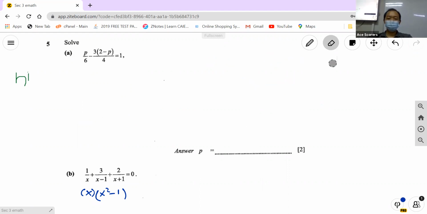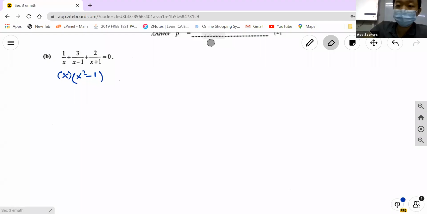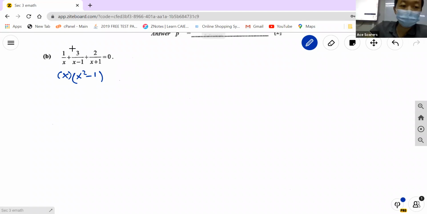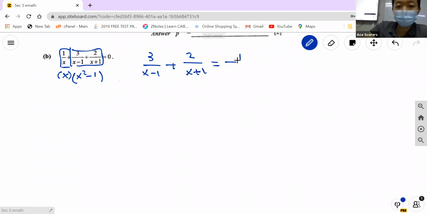Alright, so please do this now while we're waiting for them to give me the answer. Then you can manipulate and move things around. So this, we split like that. This is one group, this is another group. So I do 1 over x, I bring it to the other side. So I get 3 over x minus 1 plus 2 over x plus 1 equals 1 over x, bring that, so negative 1 over x.